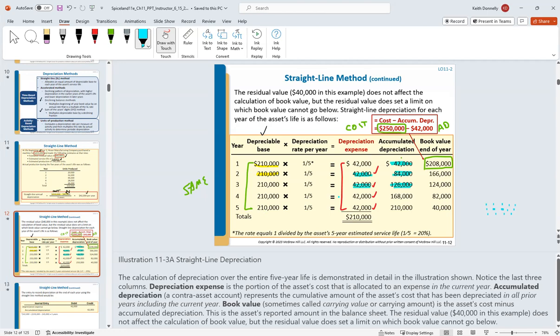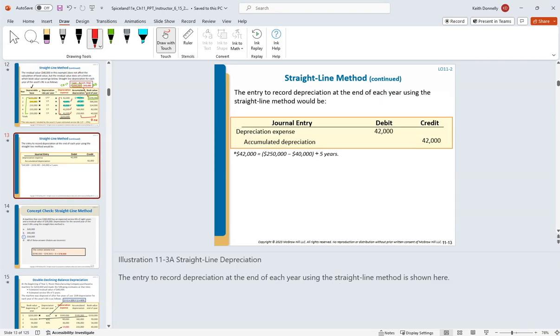All of these columns are the same. The difference comes in these 2 columns. It's different year over year. That's going to be traditionally the same for all of them. The accumulated depreciation and book value is different. How we do that journal entry each year: debit depreciation expense, credit accumulated depreciation.